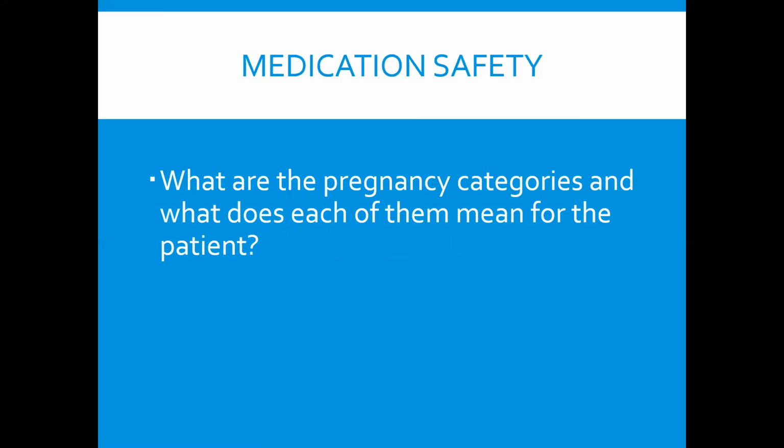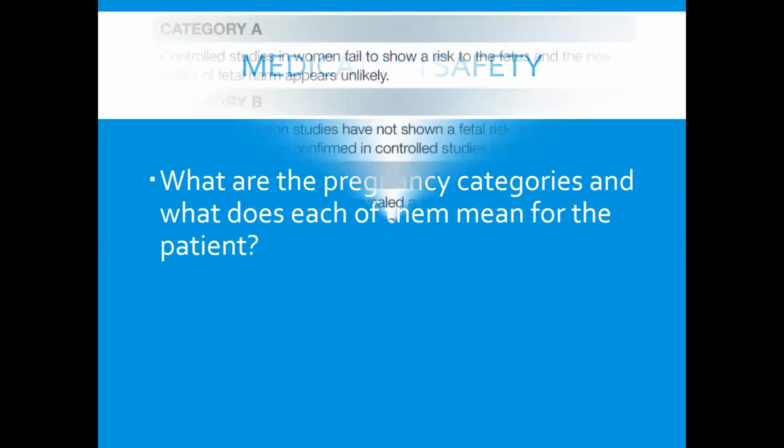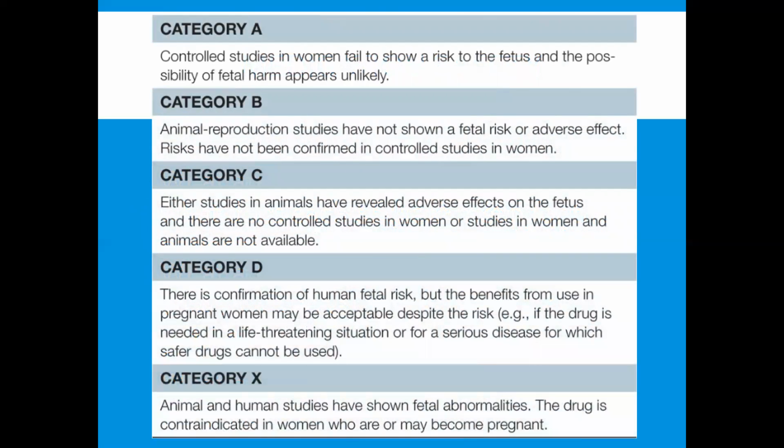All right, what are the pregnancy categories and what does each of them mean for the patient, okay? So make sure you review categories A, B, C, D, and X. A is A-okay, X is no way. So again, here are your pregnancy categories, so make sure you review them. We did already touch on them in the last learning plan. They are in chapter 2, table 2. So go ahead and look those up.